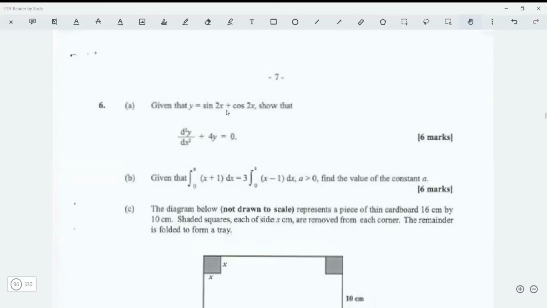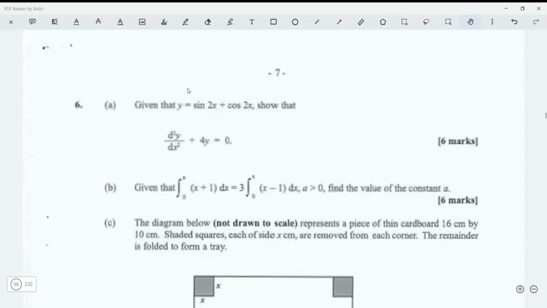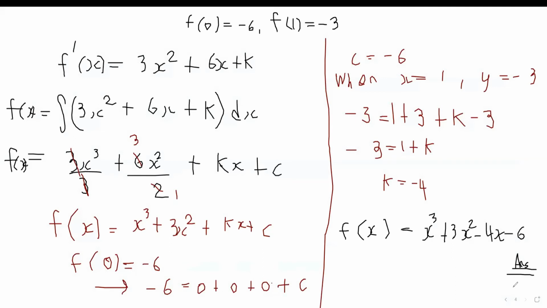Question 6: y is equal to sine 2x plus cos 2x. Show that d2y by dx squared plus 4y is 0. So y is equal to sine 2x plus cos 2x. This is y.